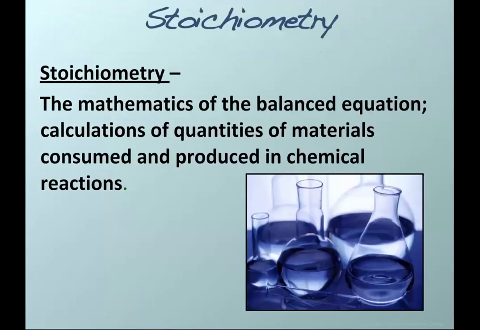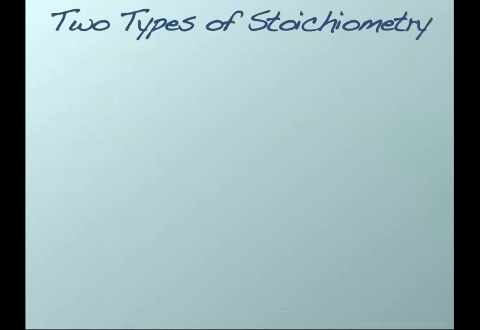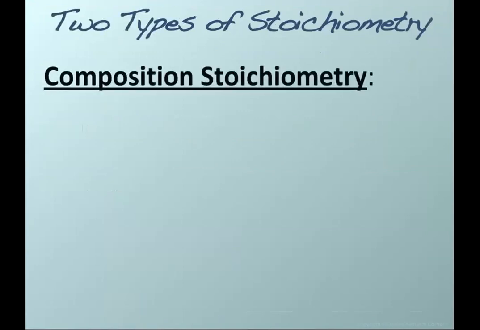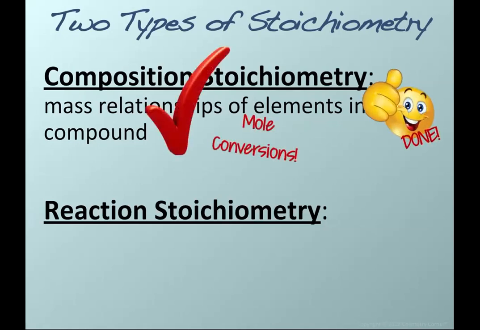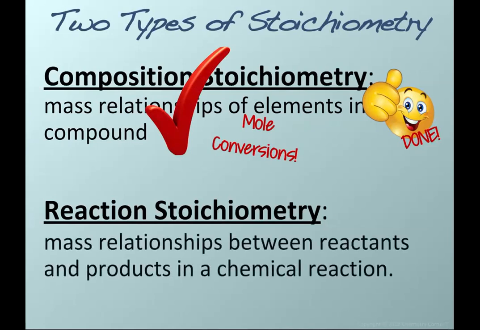It is the mathematics of the balanced equation, calculations of quantities of materials consumed and produced in chemical reactions. Okay, that's what the definition is. So there are two types of stoichiometry. Composition stoichiometry, which is the mass relationships of elements in a compound, and reaction stoichiometry. Okay, well, let's talk about this one first. This is the mole conversions. Okay, we've done that. And then reaction stoichiometry is the mass relationships between reactants and products in a chemical reaction.